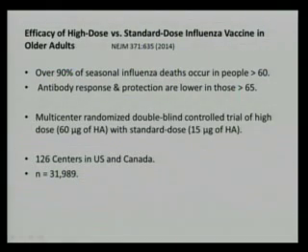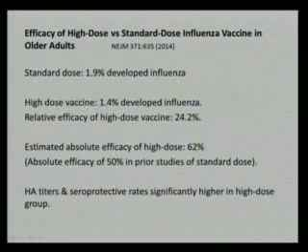older, and that's because, as we said, the antibody response is lower and many of the deaths occur in older people. So this was 15 micrograms standard dose versus 60 micrograms, studied at multiple centers in the United States and Canada, nearly 32,000 patients. And this was the group that developed influenza, 1.9% standard dose, 1.4% high dose.